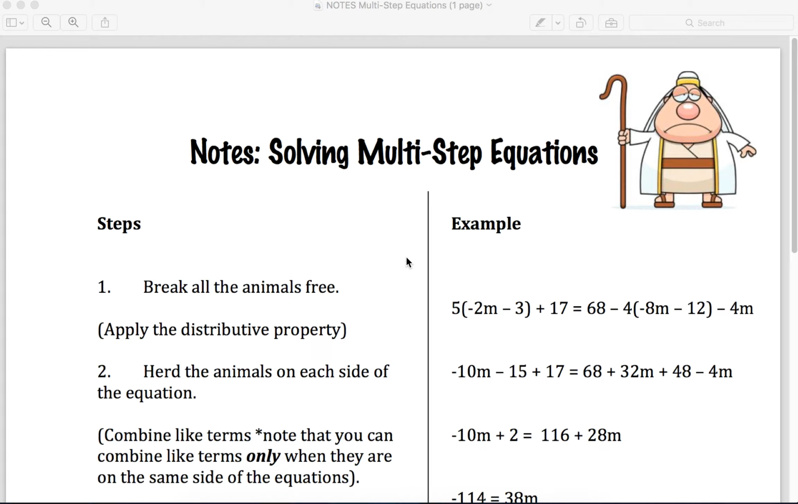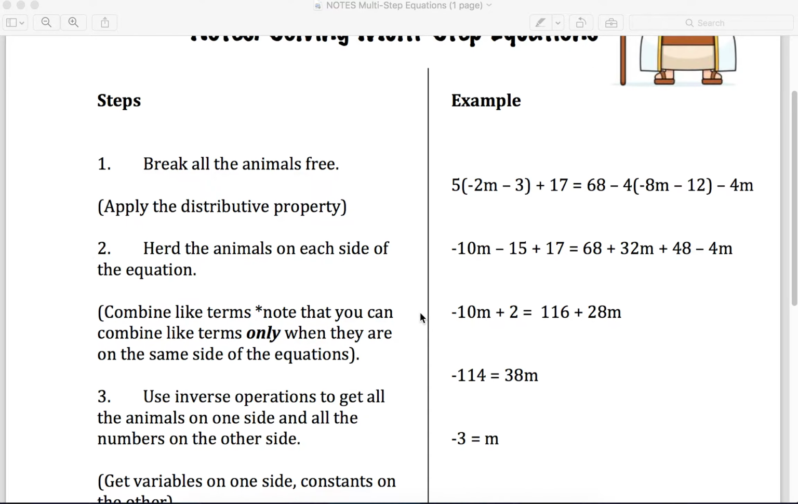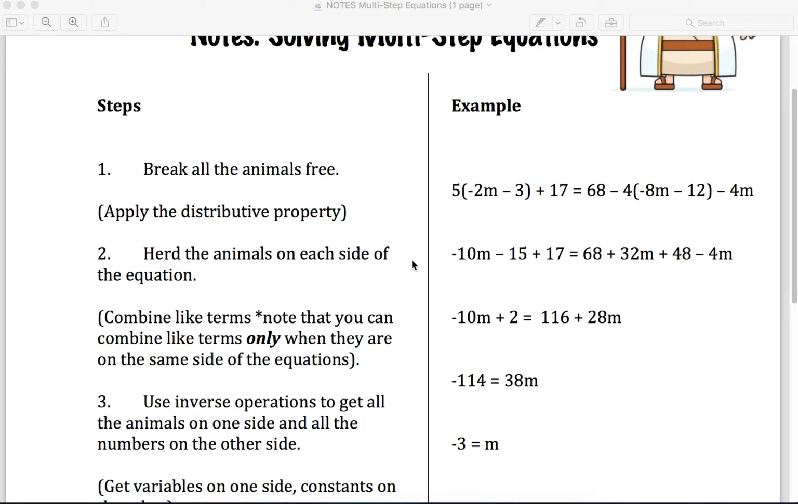This video is going to serve as an introduction to solving multi-step equations. So this shepherd right here, that's you. That's going to be our metaphor for solving multi-step equations. The first step is to break all your animals free.